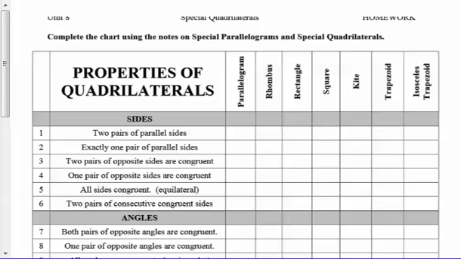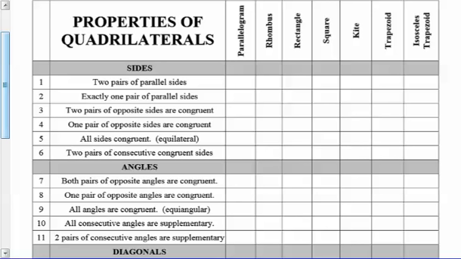On the back here, I want you to fill out these properties. If it contains this quality, you should put a check in it. So we'll look at two pairs of parallel sides. Well, a parallelogram has two pairs of parallel sides. A rhombus has two pairs of parallel sides. A rectangle has two pairs of parallel sides. And a square has two pairs of parallel sides. But a kite does not, a trapezoid does not, and an isosceles trapezoid does not. Exactly one pair of parallel sides, that would be a trapezoid and an isosceles trapezoid.